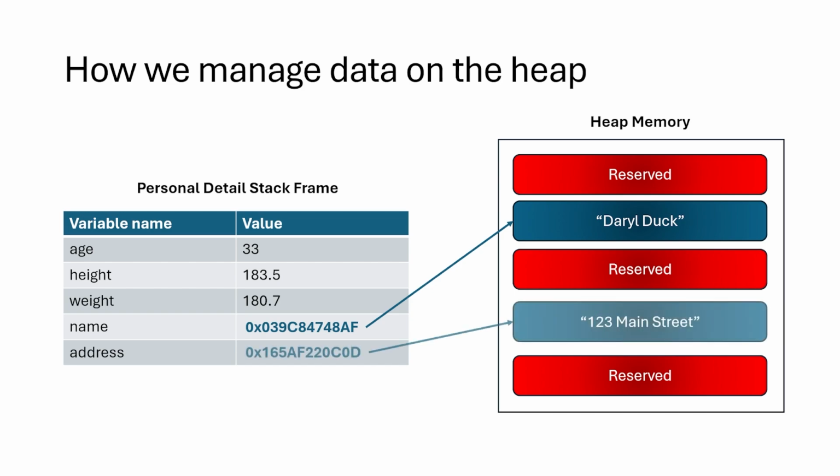And obviously for address, same deal. You will have another address in memory, and that will point to another piece of data in memory, which in this case, I've represented as text, which we refer to as strings. Cool? So that is pretty much all you really need to know about the heap.